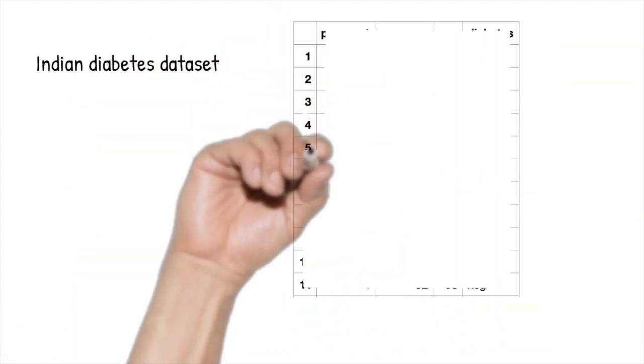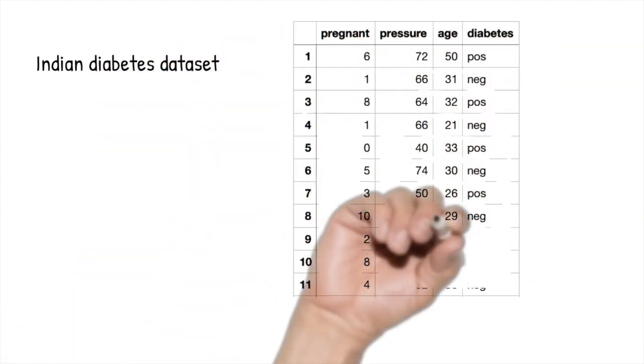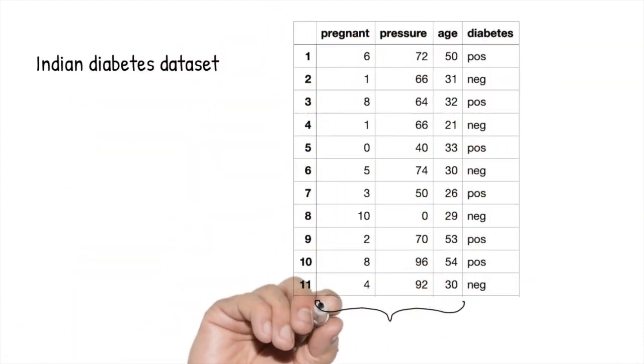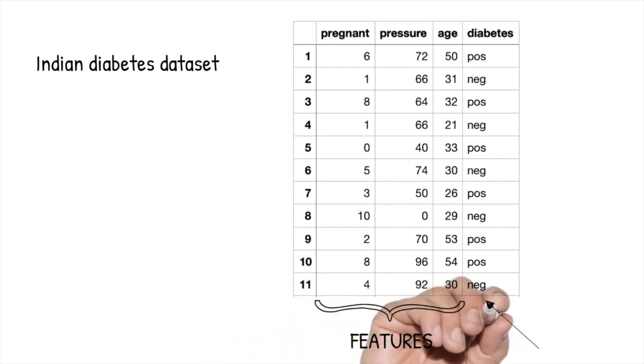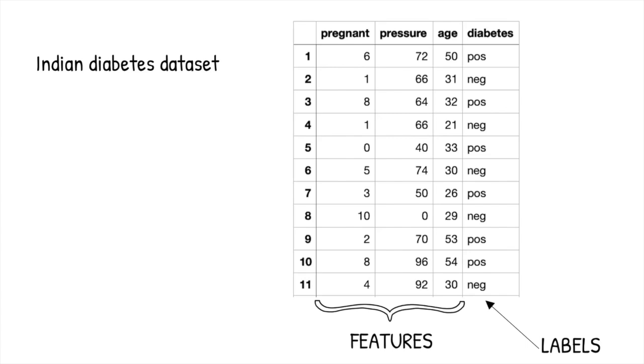This is a sample dataset with diabetes statuses for Pima Indians. In this dataset, we have 3 features: pregnant, pressure, and age. Our labels are POS for positive diabetes test results and NEG for negative diabetes test results. We will use this sample dataset to understand how to build a decision tree using the Gini index.